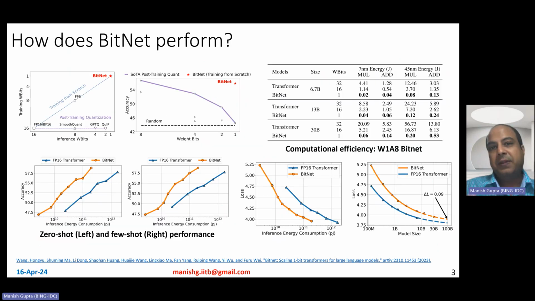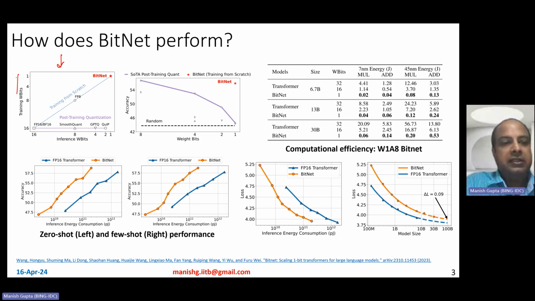Okay, so how does BitNet perform? You might think that this idea of representing weights using just 1 bit rather than 32 bits might be very crazy, right? This idea, by the way, has been tried earlier on CNNs and so on, but this was probably the first time that people have tried it on transformer networks. So how does it really work? To understand that, first let's compare it with other baseline methods that have been proposed earlier.